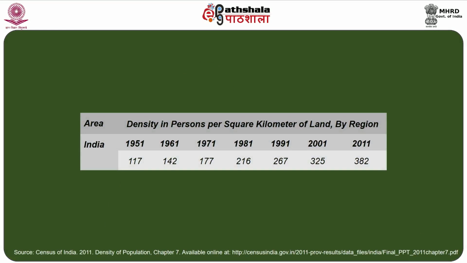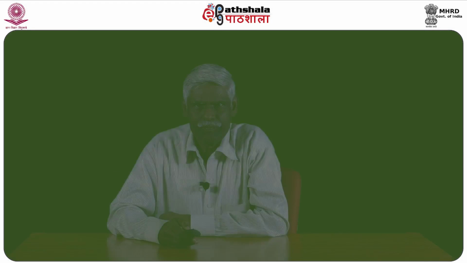And furthermore, if we look at the increase from 1951, it increased to 142 per square kilometer in 1961, further increased to 177 in 71, and in the 1981 census it showed 216, and 267 was in 1991, and further to 325 in the 2001 census, and the latest is 382 per square kilometer in the 2011 census.